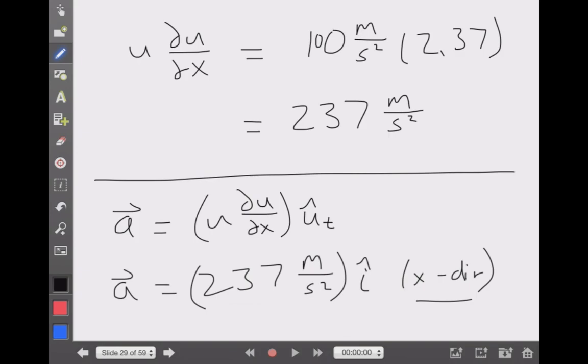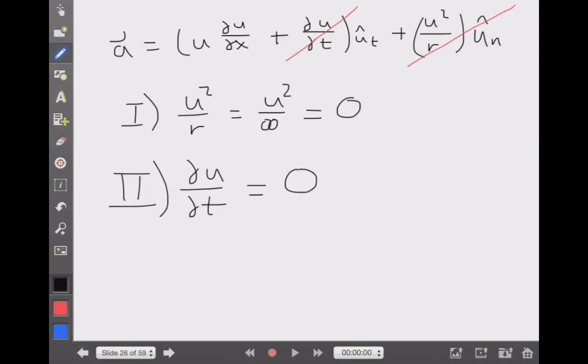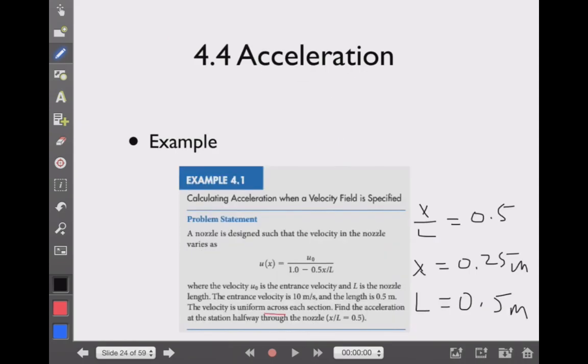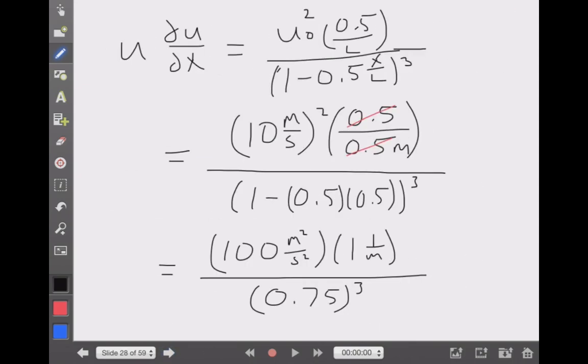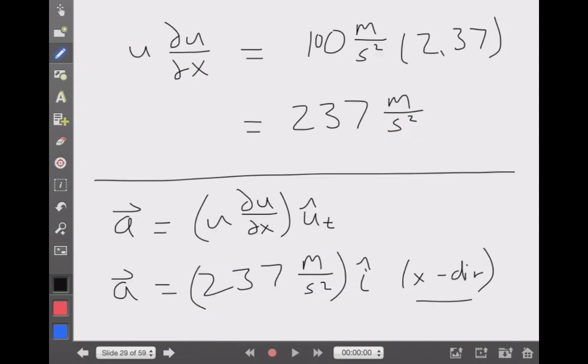We can then evaluate this along the path if we want to. We can go back and evaluate the velocity if we want. Since the velocity is given as this, we can evaluate this at the total length of the nozzle if we want. So we have a way of calculating the velocity through the nozzle.